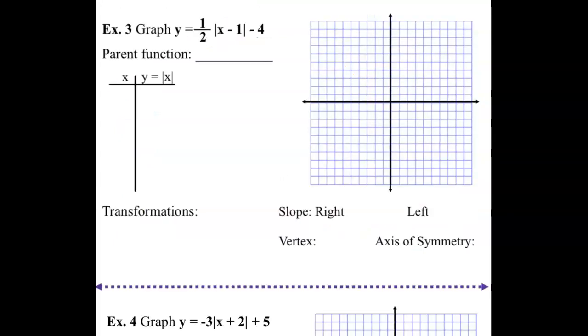All right, so let's try to graph some without actually plotting the whole parent function first. What kind of transformations do we see in this equation?